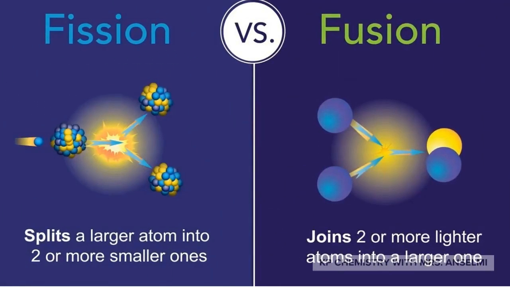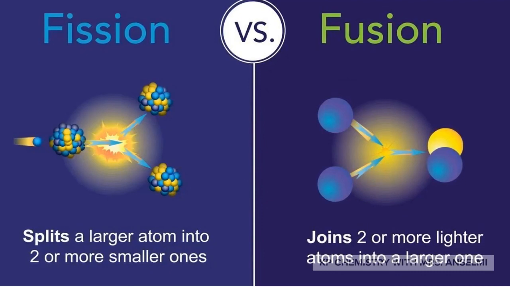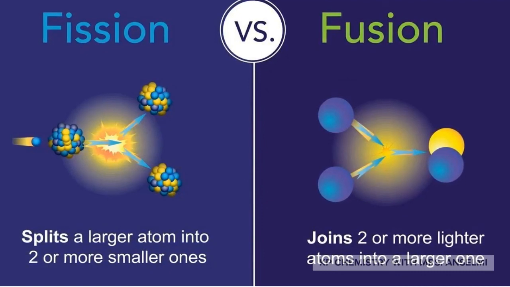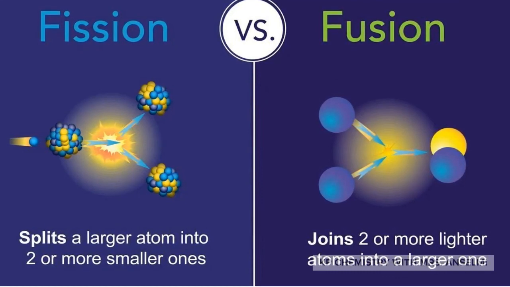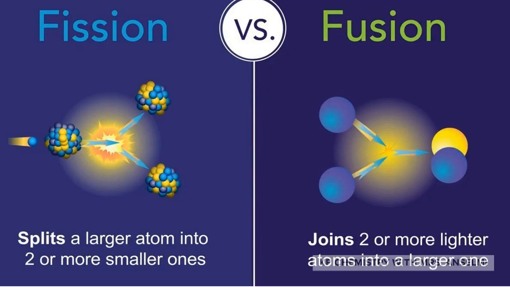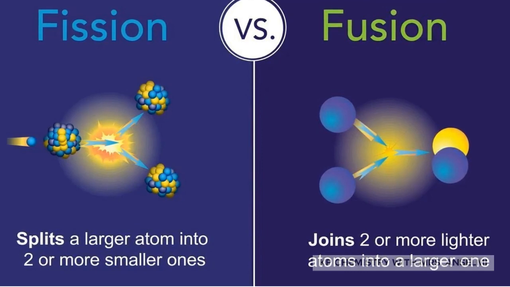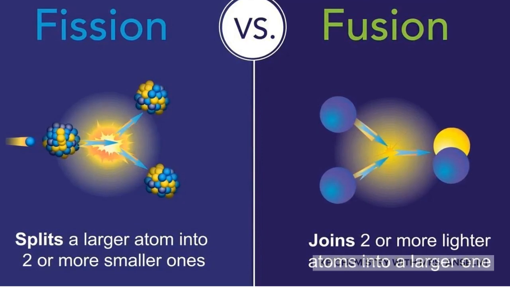The reactions of fission and fusion are both nuclear, meaning they involve a change in the number of protons in an atom's nucleus. They both also produce large amounts of energy, and this makes them important processes for us to understand and harness.